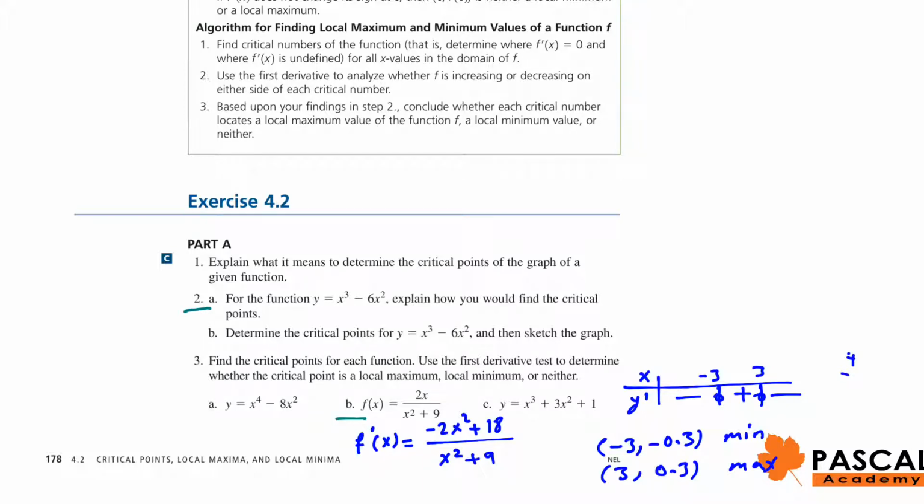Notice the function is an odd function. F of negative x and negative f of x are equal. So if we calculate f of negative 3, f of 3 is opposite of f of negative 3.